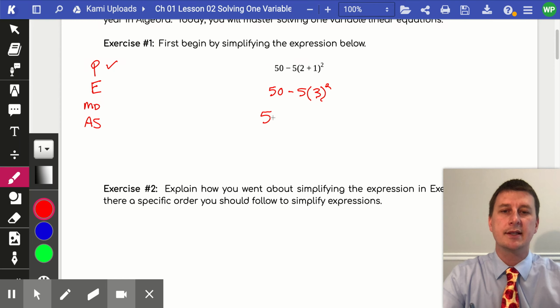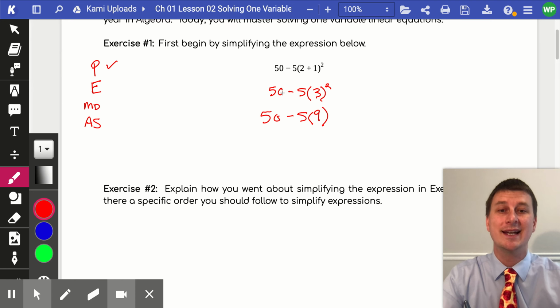So I can rewrite this as 50 minus 5 times 3 to the second power, which is 9, because 3 squared is the same as 3 times 3. That's very important to remember. It's not 3 times 2. 3 times 3 is 3 squared.